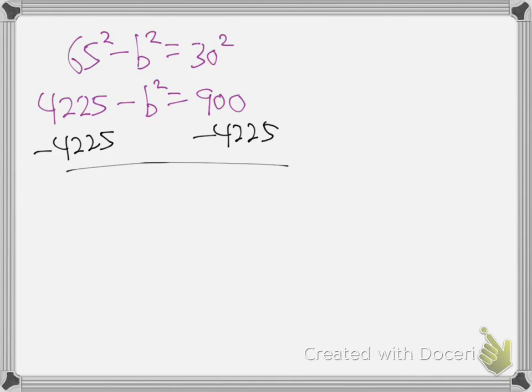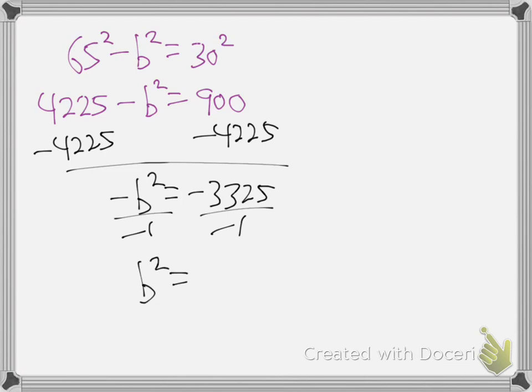I'm in a weird mode here. I got it down to my decimal. So yeah, we want a decimal in the end. So I'm getting minus b squared is minus 3325. Divide by negative 1. B squared is 3325. Root it. Yeah, we want a decimal.